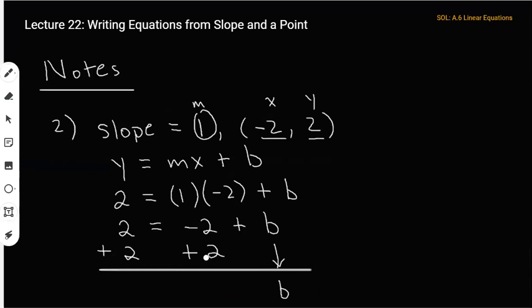Once I add 2 to both sides, the b is going to come down just like it is. The -2 and the +2 are going to cancel out. I bring down my equal sign right here. And then 2 plus 2 on this side is going to give me 4. So now I know what b is. My y-intercept is going to be 4. So I'm going to use that number and the slope to write my answer in y equals mx plus b form.